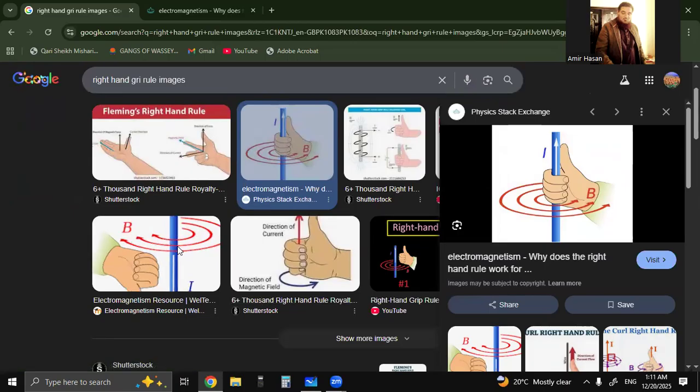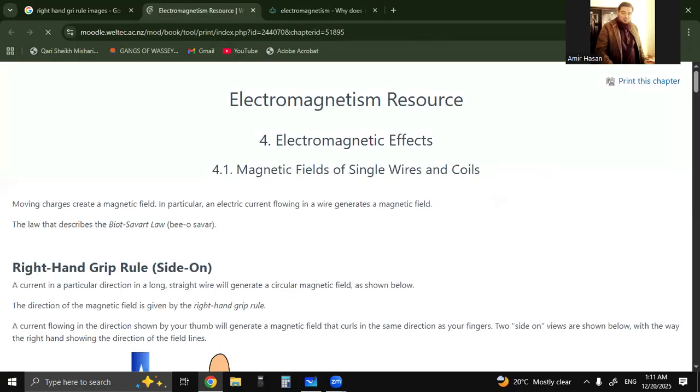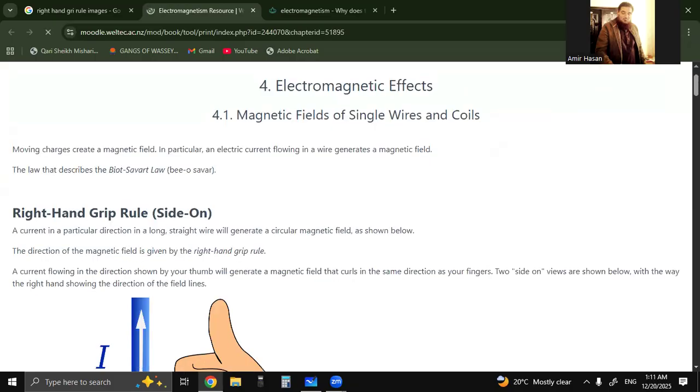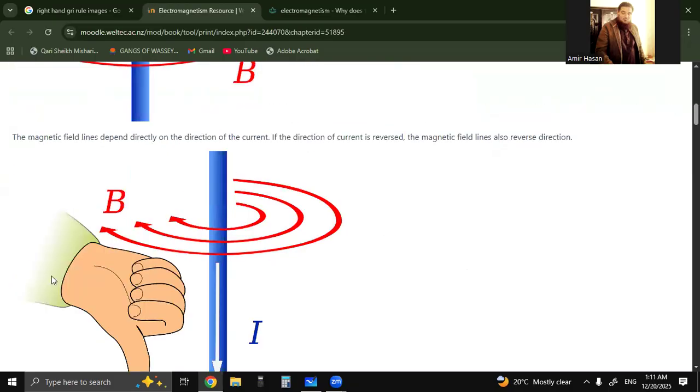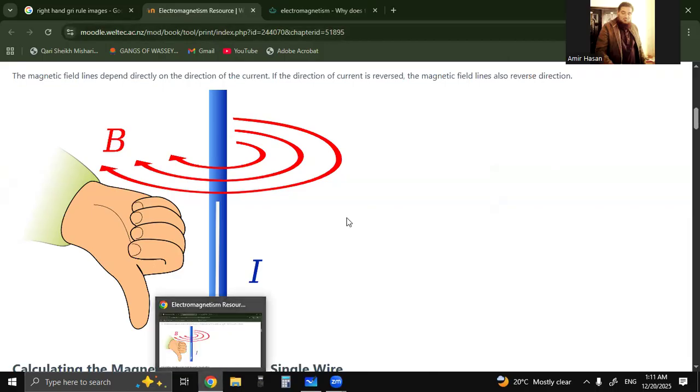Now this one. You grip a coil like that. Your thumb is in the downward direction, like that. You check here. Now your fingers are gripping like this, showing the magnetic field is in the clockwise direction. Now this is the right hand grip rule. With the help of this rule, you can explain the direction of magnetic field and direction of current.